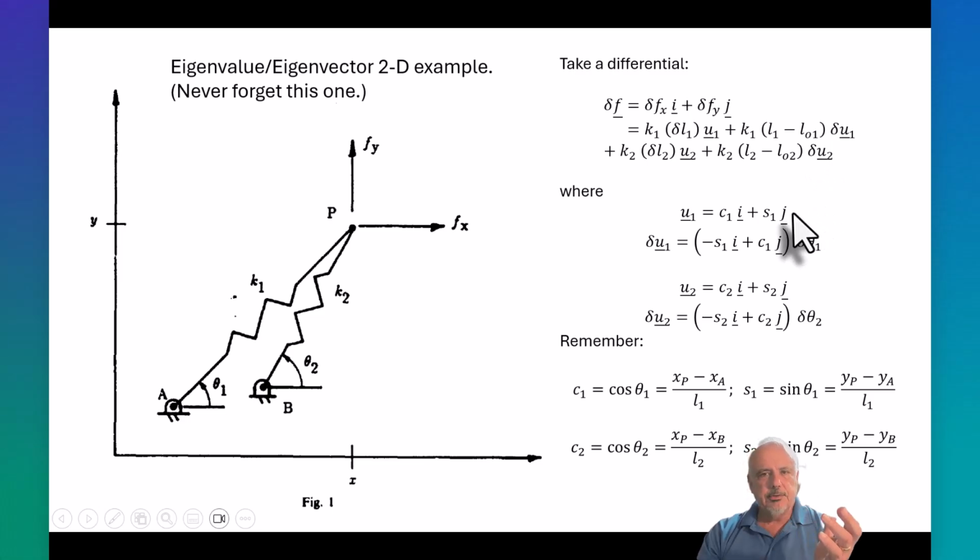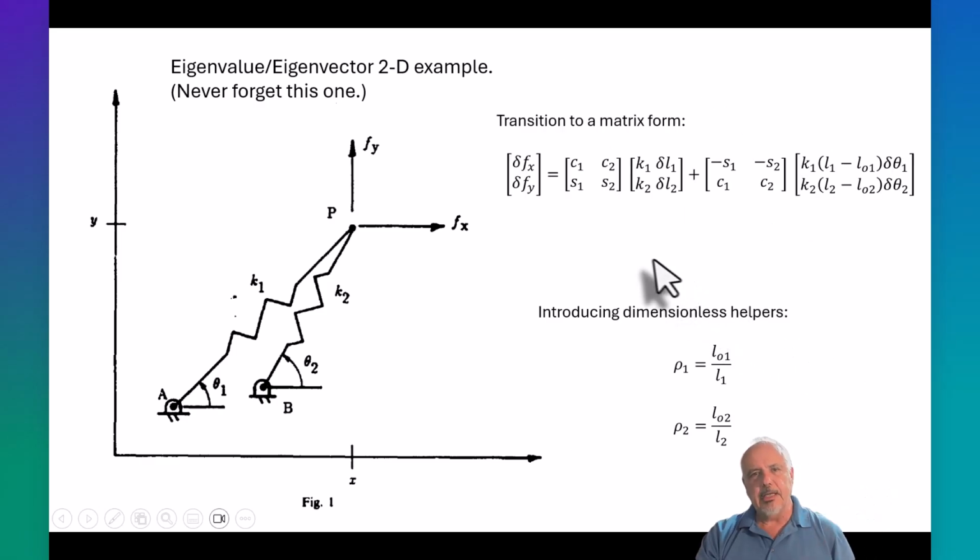Okay, so the U1, remember, is going to be C1 i plus S1 j, and then my delta U1 is going to be the derivative. The derivative of C1 is minus S1. The derivative of S1 is C1, and you're going to have the delta theta 1. Similarly for the second spring, I'm going to have its spring direction and then the change in direction of the second spring. Same thing, derivative with the delta theta 2. So this is all pretty straightforward.